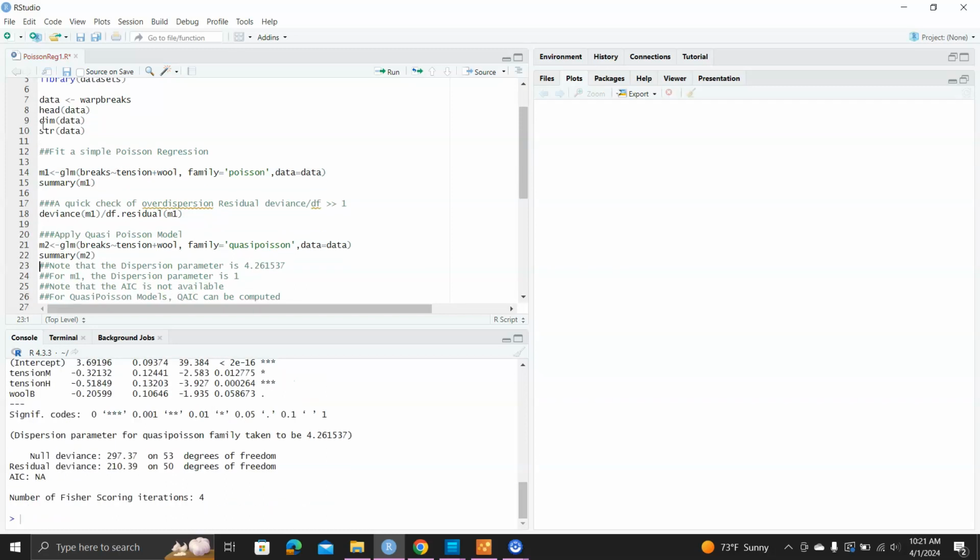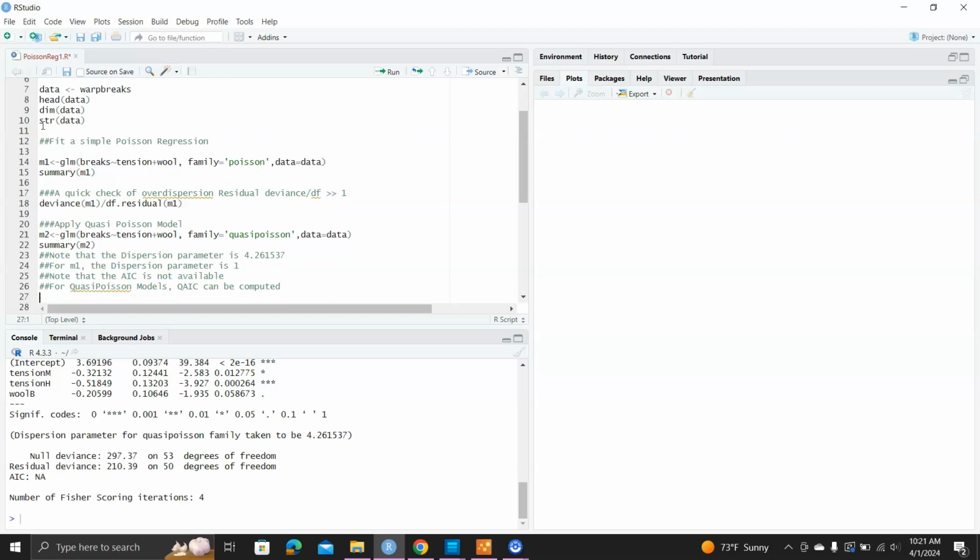So M2, summary. You can see the outputs from the quasi-Poisson model have everything as in the output for a Poisson model, except now the AIC is NA, it's not available. This is unfortunate, because when we use the quasi-Poisson model, we no longer have a likelihood function. It cannot be constructed, so we cannot compute the AIC value. There is something called the quasi-AIC, or QAIC, for quasi-Poisson models. They're a bit complicated, and you have to use several other packages. I just point out that they exist, but I'm not going to show you here.